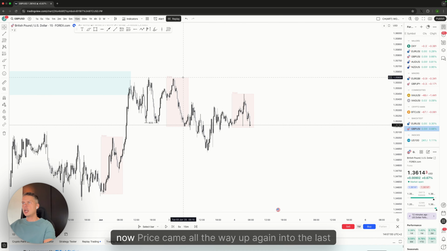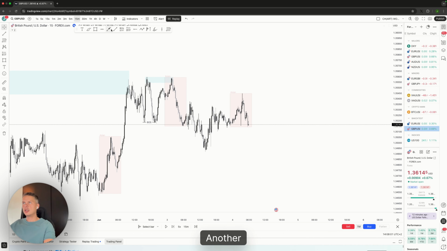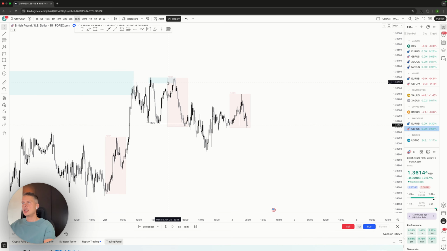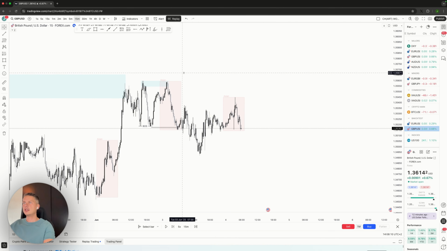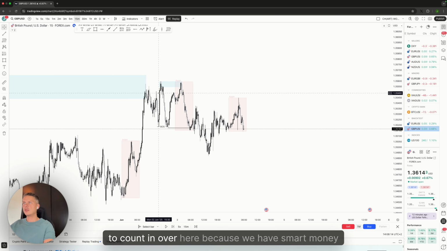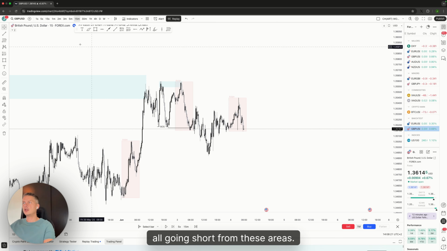Easy. Now, price came all the way up again into the last supply zone, to do what? Another bearish break of structure over here. Since then, the market was trending towards the downside. Pretty interesting, right? But there is another important factor that we have to count in over here, because we have smart money traders, market structure traders, all going short from these areas.